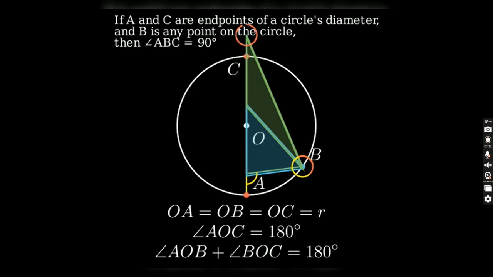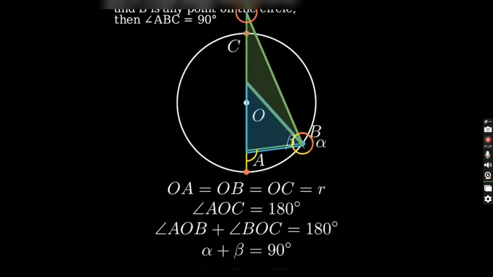Now, let's put it all together. In triangle OAB, the base angles are equal, so each is alpha degrees. In triangle OBC, the base angles are equal, so each is beta degrees. Since angle ABC is the sum of these two base angles, and we know their sum must be 90 degrees, we can conclude that angle ABC is 90 degrees.